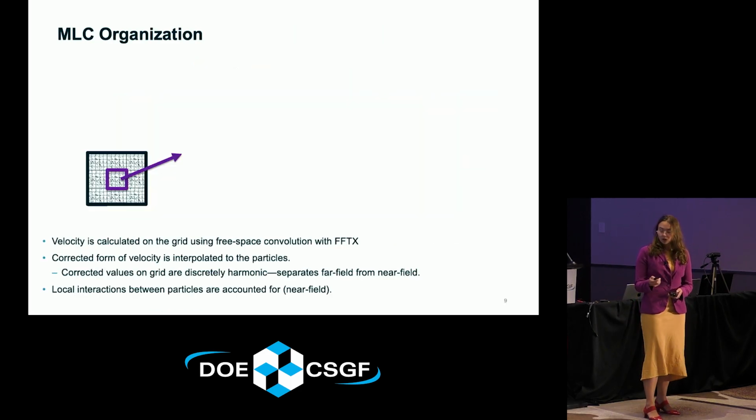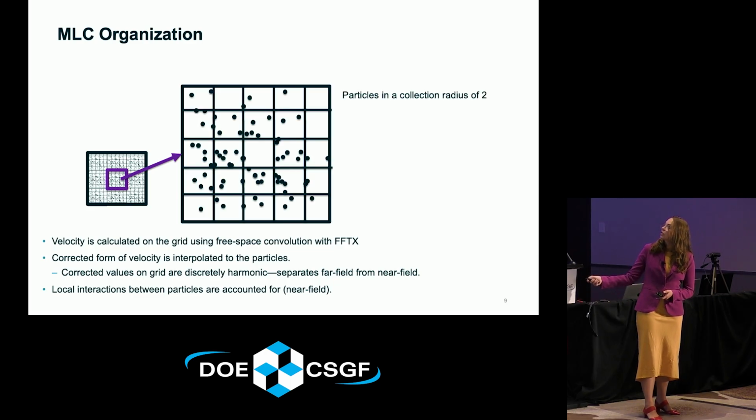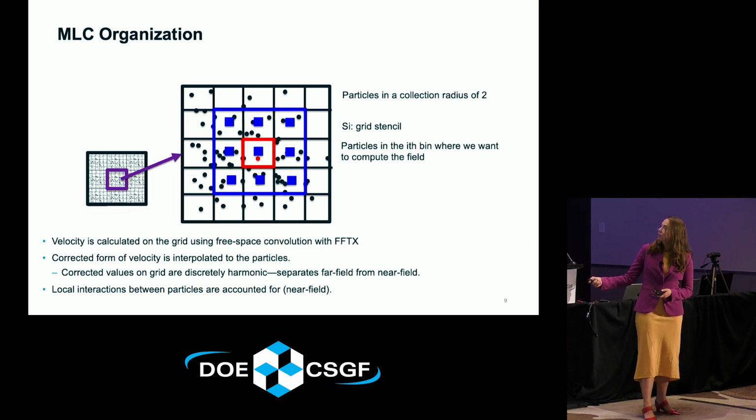So how does MLC work? Say this is my grid with a bunch of particles. We have what's called collection particles, which has a correction radius. And then we have a stencil. So this is the grid stencil we're doing our operations on, where we're looking at the particles in this collection. And then finally, we're looking at a specific ith bin. So we do all these operations for an ith particle, an ith bin, and repeat that across the grid. And the calculations are split into having this far field calculation and then accounting for local interactions between the particles.